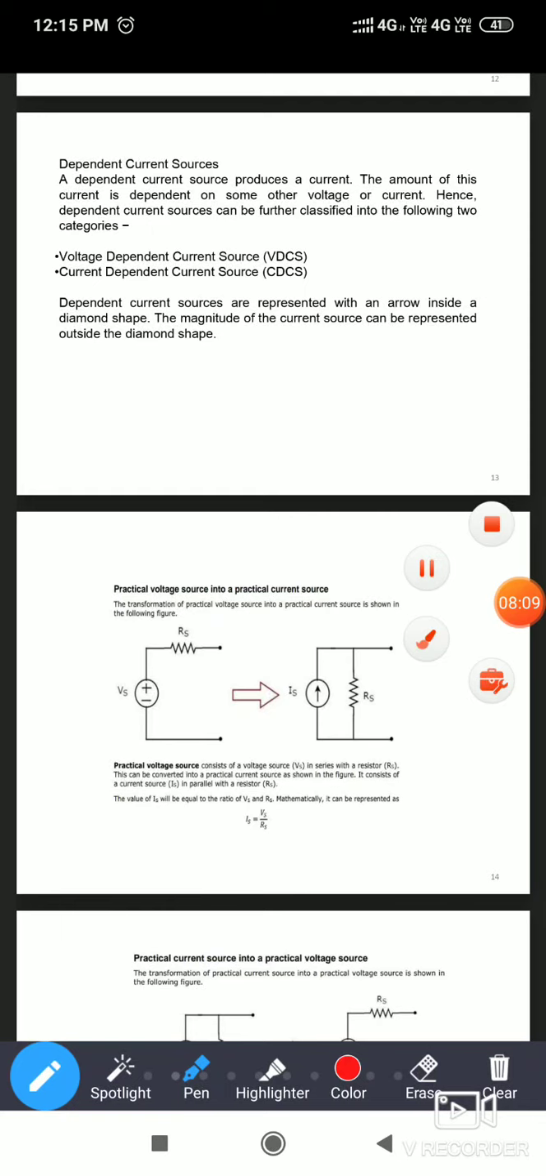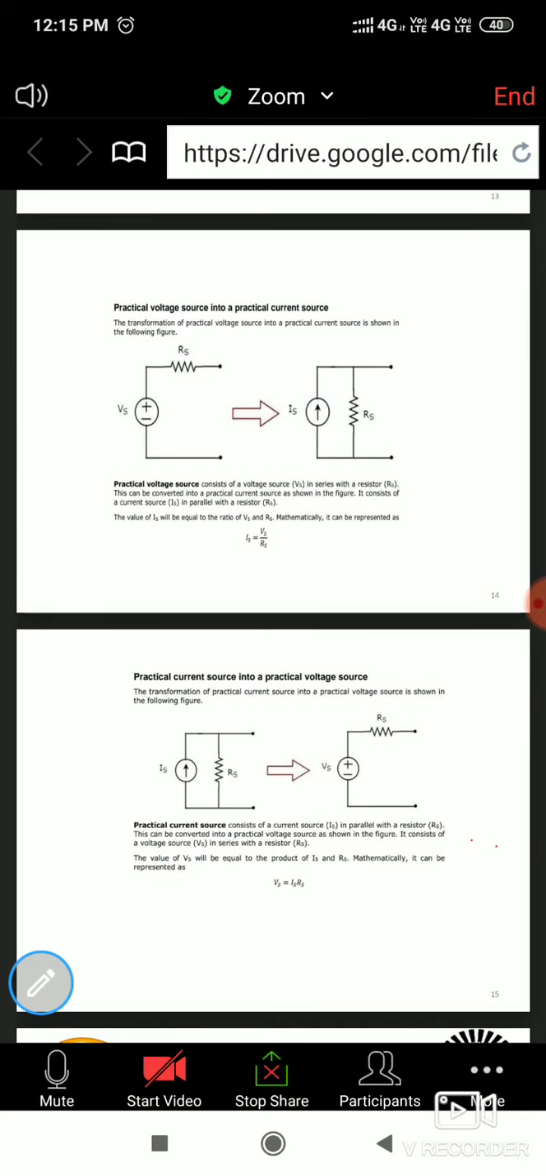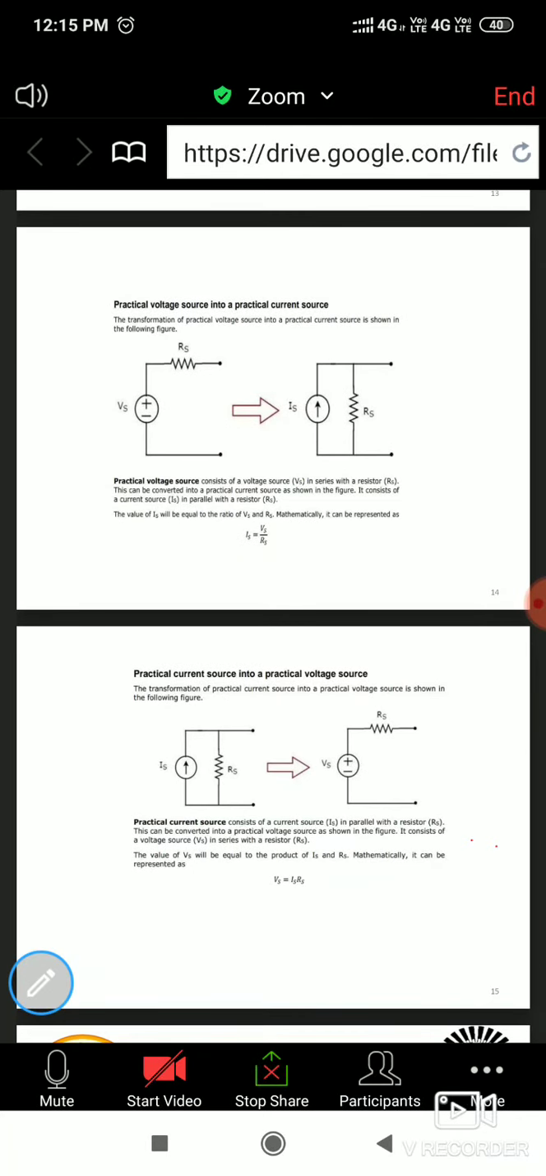Okay, so this is the discussion we completed in the last lecture. Today we will continue. Why did I continue? Because if you are confused in those definitions or parts, then you cannot understand source transformation, which we are going to learn next. So source transformation is a very important concept.